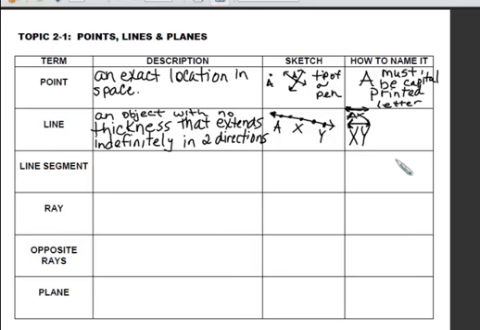Sometimes they could choose to label a line with a lowercase cursive letter, such as an L. In that case, you can write L as the name of that line, but you must write it in cursive. It is not a point, it is a name of a line. So there are two options. You may use two capital printed letters with a line above it with two arrows, or you can use a lowercase cursive letter.